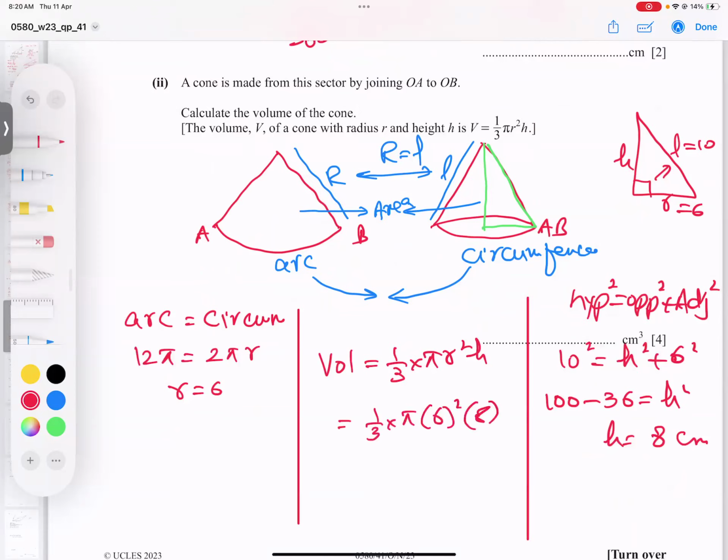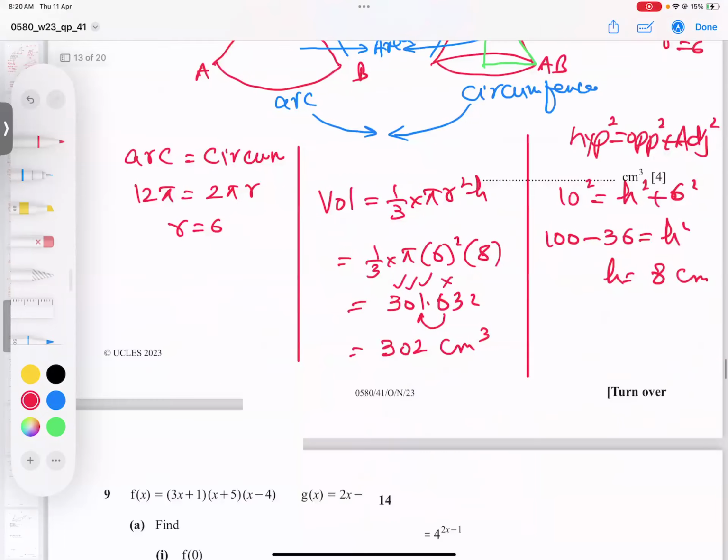And if you type it in the calculator, students, I'm getting 301.632. For rounding, the digit is bigger than 4, so add 1. So 302 centimeters cubed, because it is volume. I think this idea is clear. So let's go for the next question.